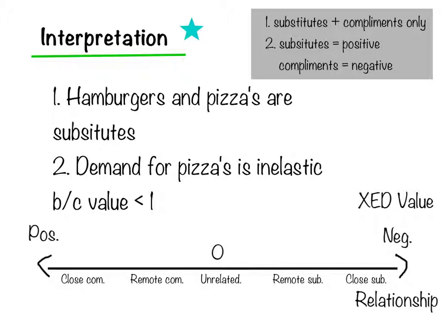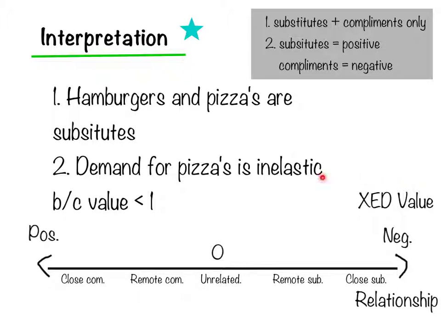So the last step is that we have to interpret this graph and the values from the formula. So the first interpretation we can make is that hamburgers and pizzas are substitutes. Remember, this is because of the rules stated before, that when it's a positive value, plus 0.5, they are substitutes. Second of all, demand for pizzas is inelastic because the value is less than 1.